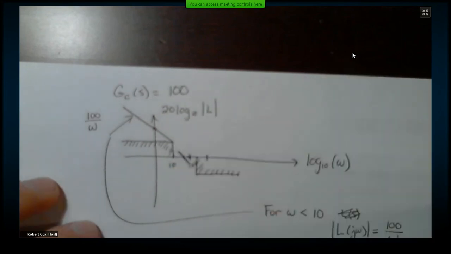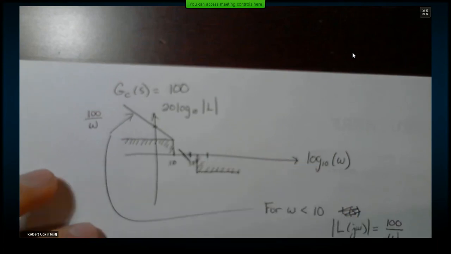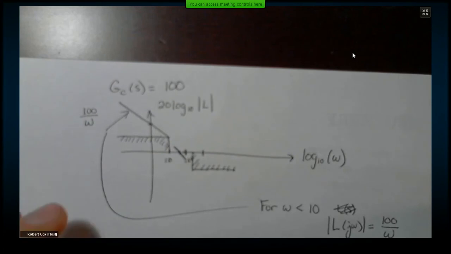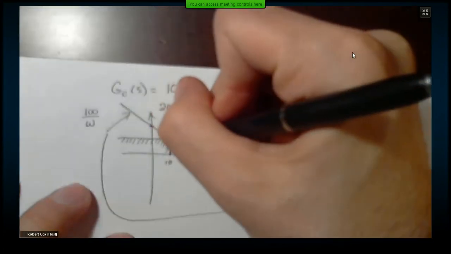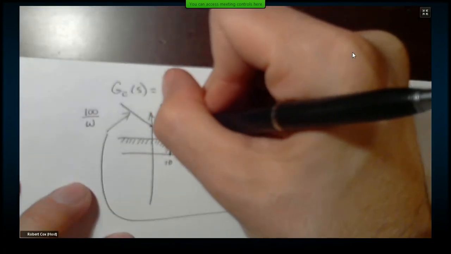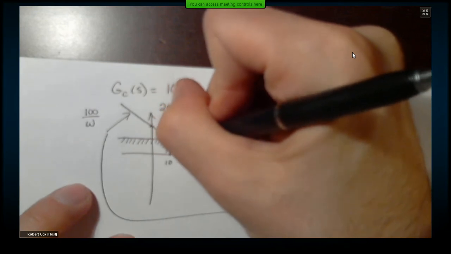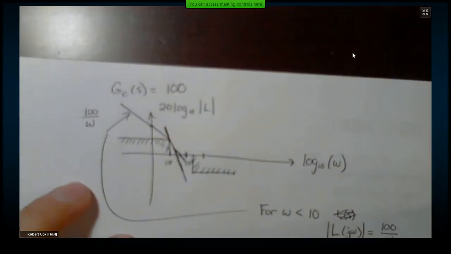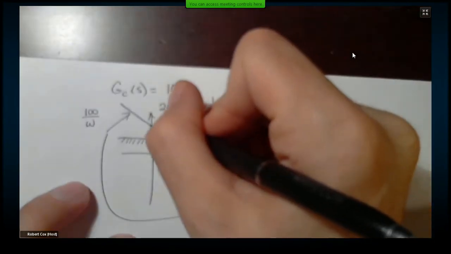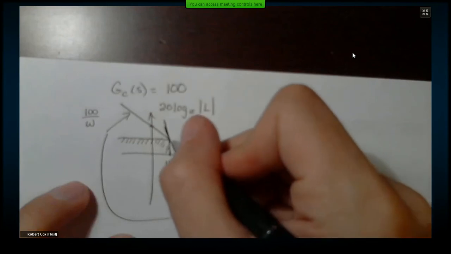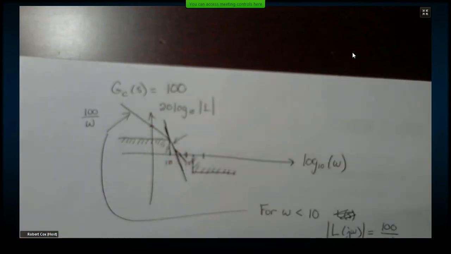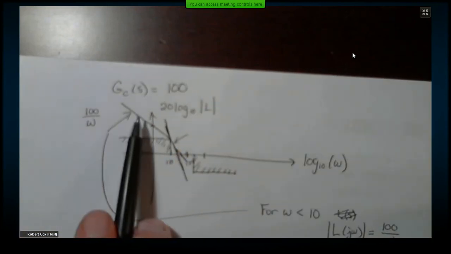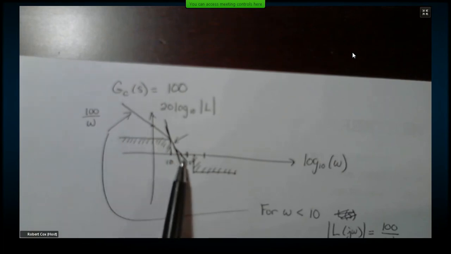Now I know also that I have got a pole right here. I have a pole at 10. Back to my original transfer function, I had a pole at 10. So that means that at least for a little while, I had to be falling at 40 dB per decade. What I'm going to do is say, I'm going to try to define a function for this asymptote the same way that I did for this one and for this one.